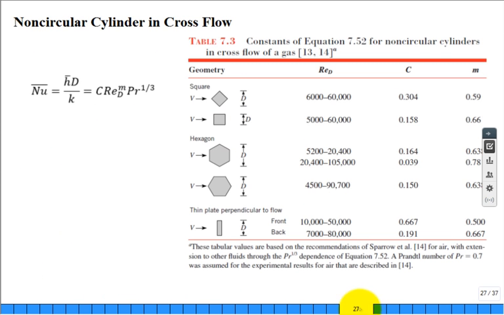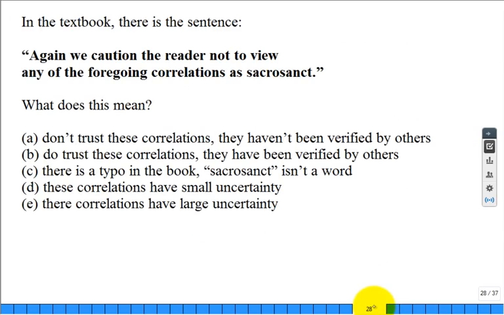What happens if I have a non-circular cylinder in crossflow? So it has this hexagon shape or something. Well, in this range of Reynolds number, use this C and M, and in this range of Reynolds number, this C and M, and there's a footnote with a lot of references to where they got it from. In the textbook, one of my favorite lines says, again, we caution the reader not to view any of the following correlations as that word. And so the clicker question is, what does this sentence mean? Don't trust these correlations, they haven't been verified by others, or do trust these correlations, they have been verified by others, or there is a typo in the book and that word isn't a word. Or these correlations have small uncertainty, or these correlations have large uncertainty. Which is the best interpretation of this sentence?